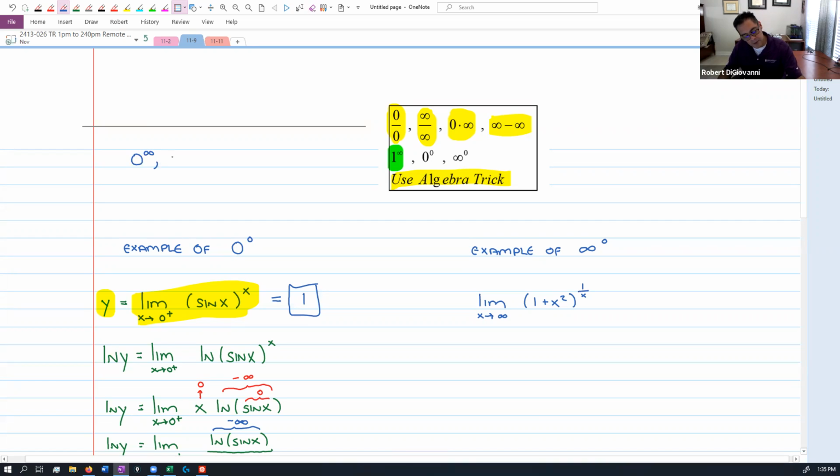How about something that was approaching 1 to the 0? Would that be indeterminate? The base wants to be 1, but the exponent wants to be 0. Would that be a problem? No. The base wants to be 1, and when you raise things to the 0, it turns it into 1, right? So they're helping each other out. That's kind of what's happening here.